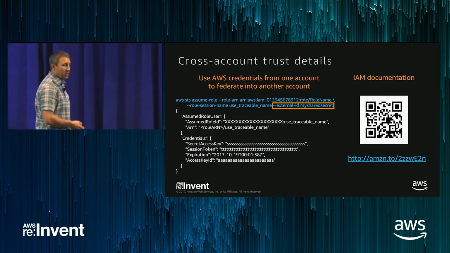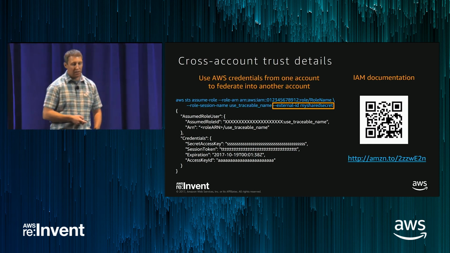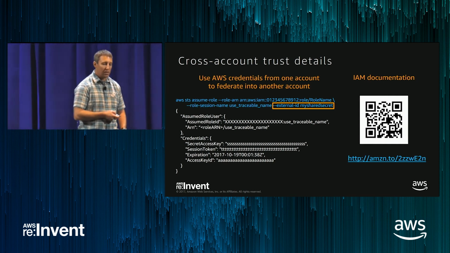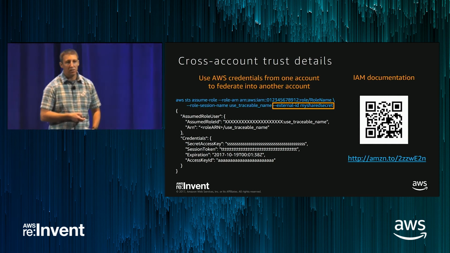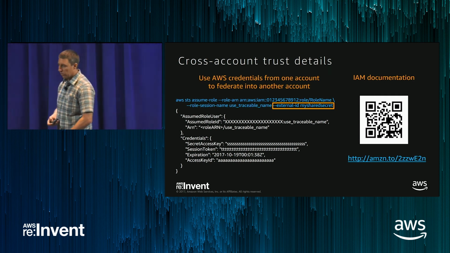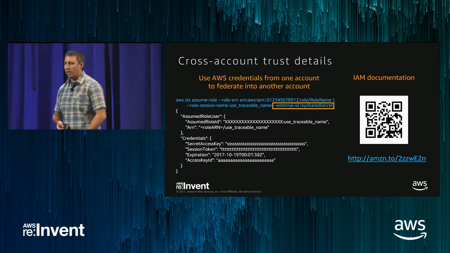Once that's all been done and all the trust policy checks out, the result of the call is, again, you get back that set of credentials in the form of an access key, a secret key, and the two additional parts of the short-term credential, which are the session token and the expiration.